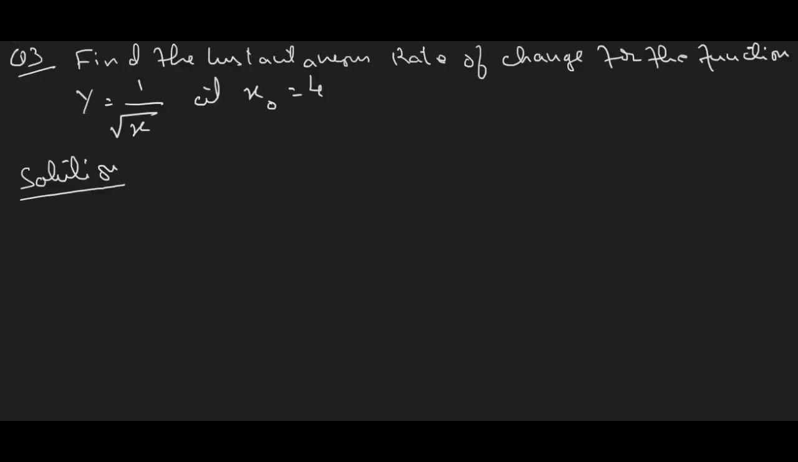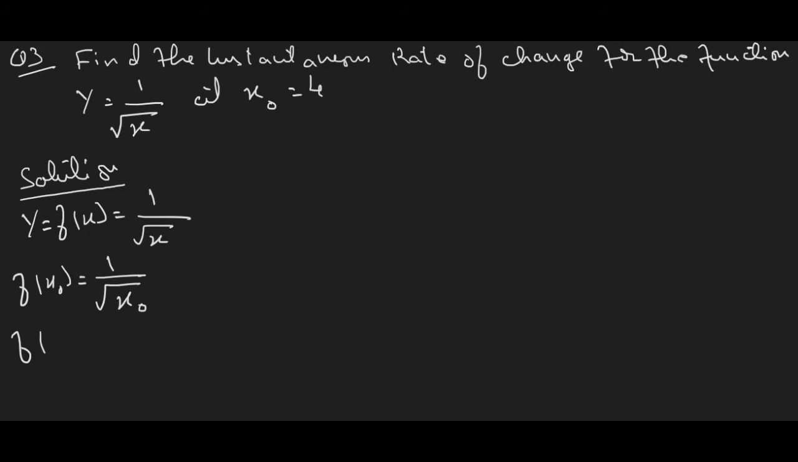Now we are going to solve question number 3. Now y is equal to 1 over under root x, we have to define with the function f of x is equal to 1 over under root x. Again f of x naught, because we have to replace each x with x naught and x1. So in this we are going to replace with x naught, and f of x1 is equal to 1 over under root x1.